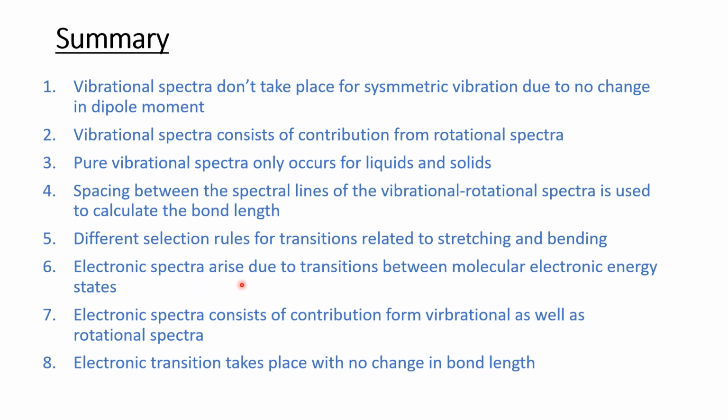And the electronic spectra arise due to the transition between the molecular electronic energy states, and the electronic spectra consist of contribution from the vibrational as well as rotational spectra, and the electronic transition takes place with no change in the bond length. So this was all about the rotational spectra, vibrational rotational spectra, and electronic spectra.